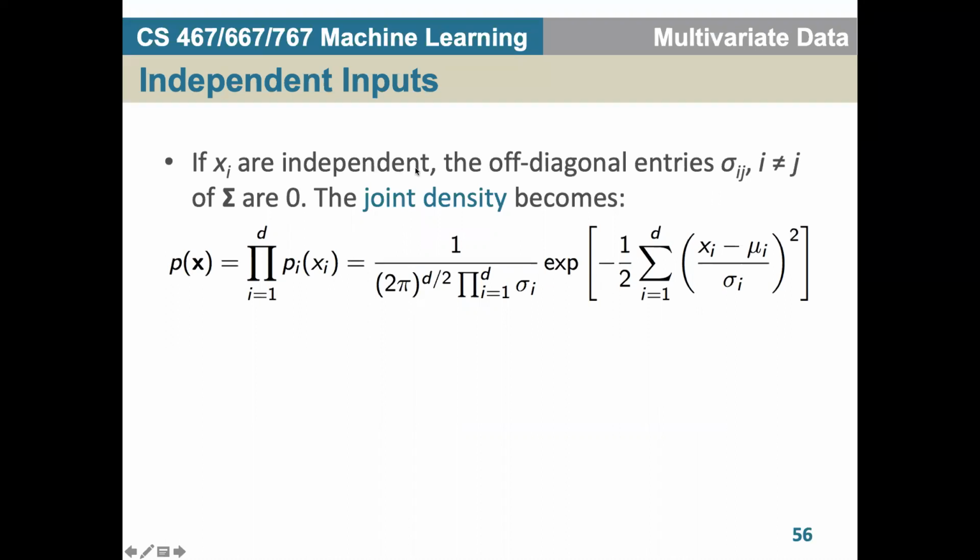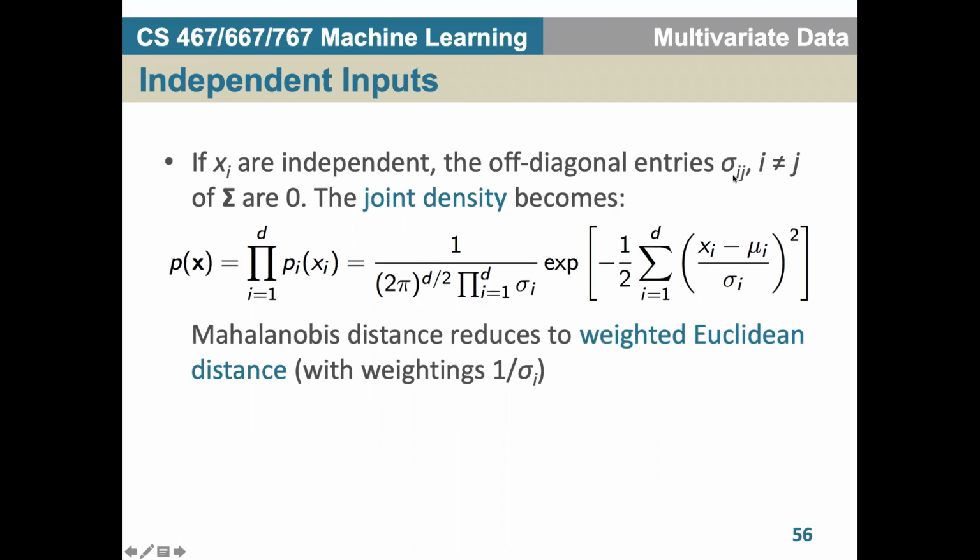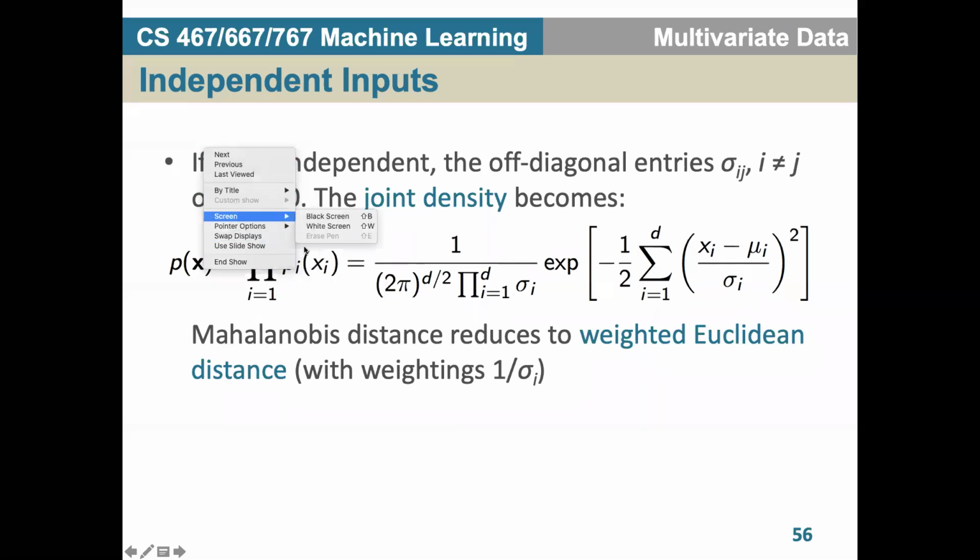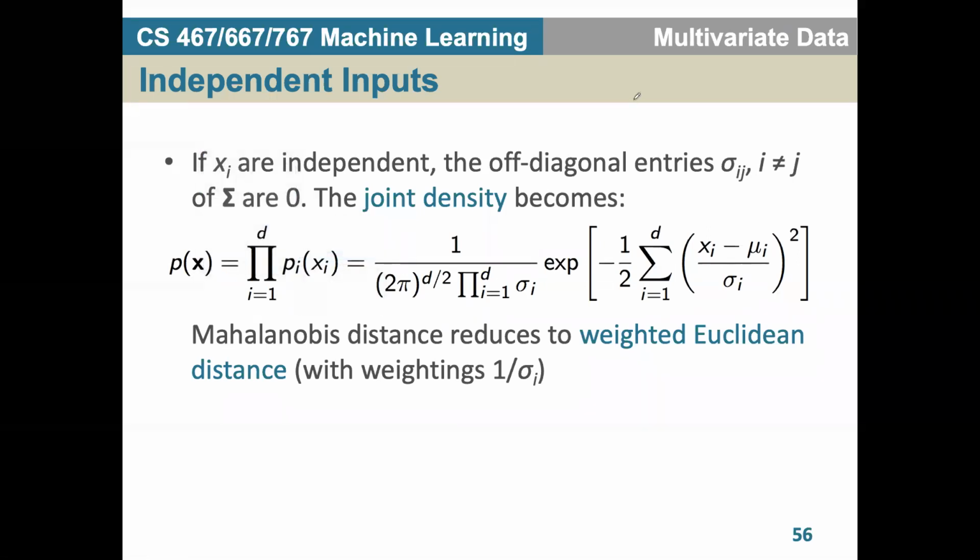So if the xi are independent, then the off-diagonal entries will be 0, because if the xi are independent, which means all the columns are pairwise independent, sigma ij should be 0. So in your covariance matrix, as long as i is not equal to j, it will be 0. The diagonal will be non-zero. Then in that case, we can factorize them into this shape.